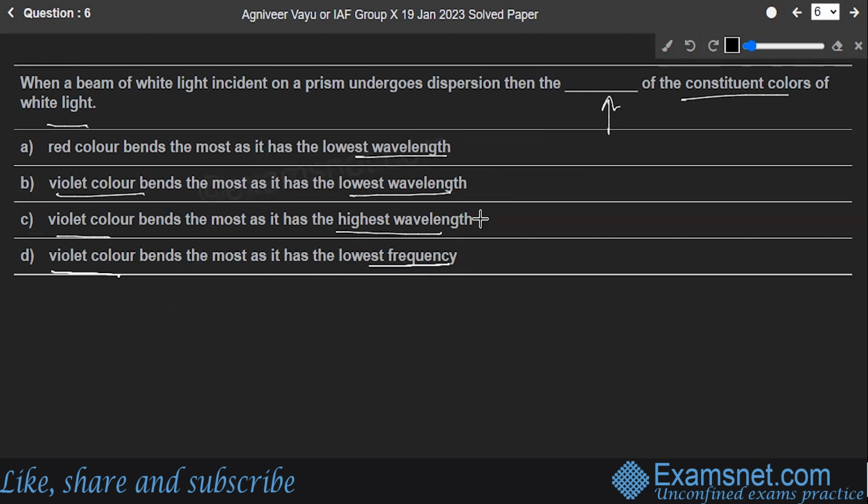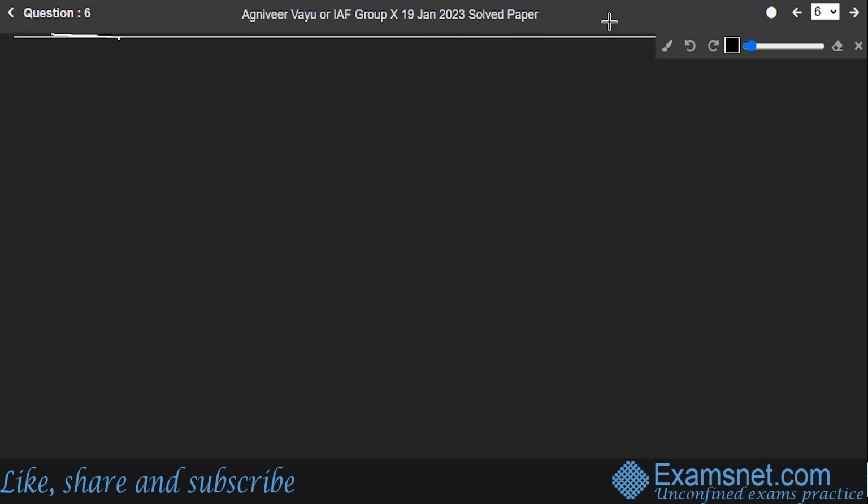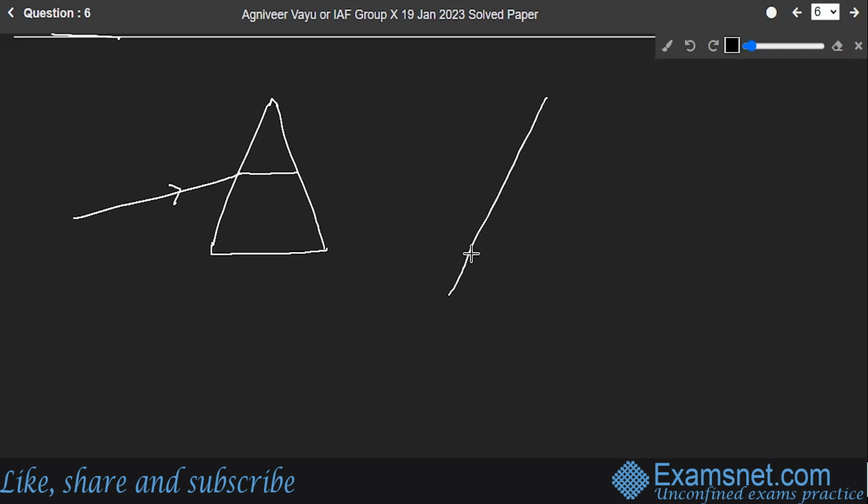Now, before starting with the question, I would like to talk a bit about the dispersion of light. So if you have a prism over here, this is the prism, and you have a white light which is incident at this place. White light first passes inside, so it bends a bit towards like this. Then it gets reflected. This is the reflecting surface. So here it will be scattered like this.